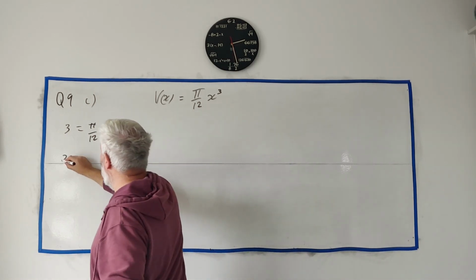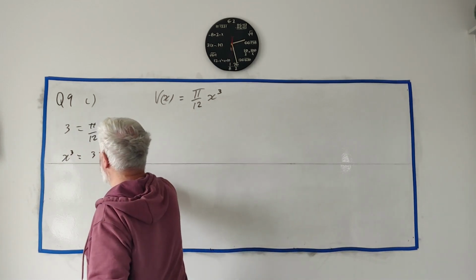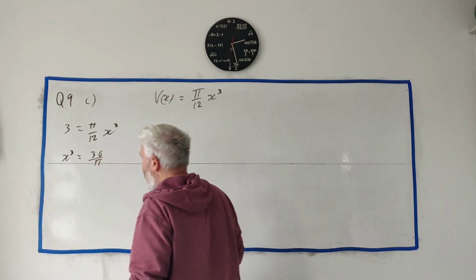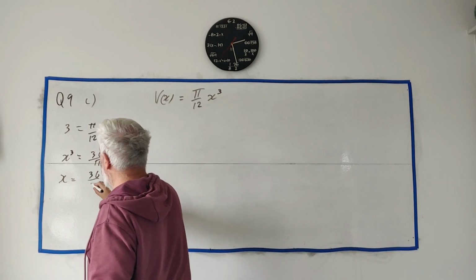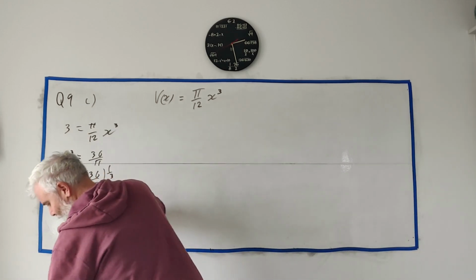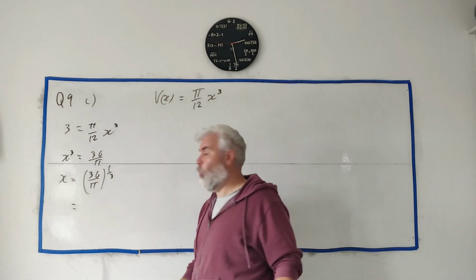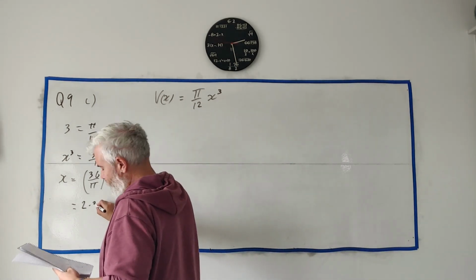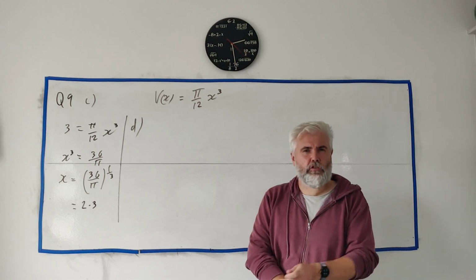Rearrange all this, we'll get x cubed is equal to 36 divided by pi. Then x is equal to 36 divided by pi to the power of 1 over 3. That simply goes into a calculator, and to the nearest one decimal place is 2.3. Okay, then on to D for a much trickier question.